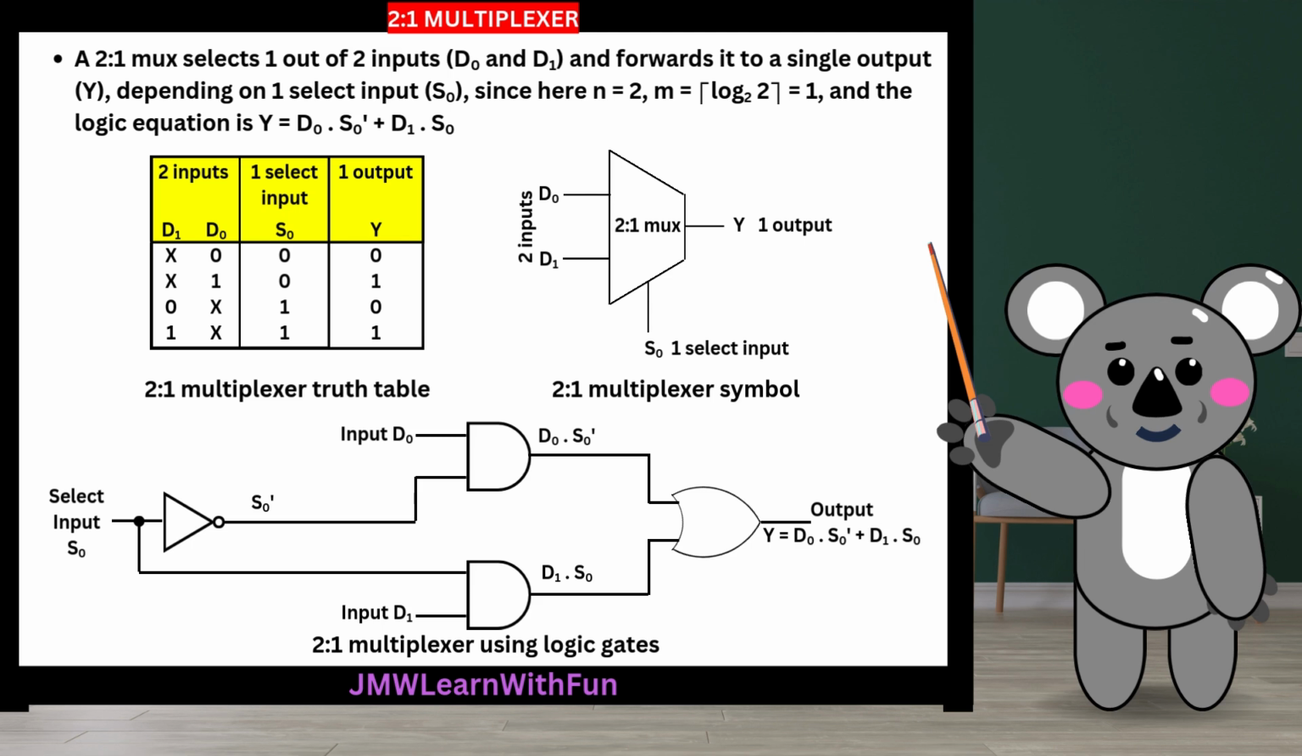The figure shows the 2 is to 1 multiplexer symbol, with two inputs D1 and D0, one select input S0, and one output Y. 2 is to 1 multiplexer using logic gates is also shown. An inverter is used to obtain not S0. D0 and not S0 are given as inputs to an AND gate. Its output is D0 and not S0. D1 and S0 are given as inputs to another AND gate. Its output is D1 and S0. The outputs of the two AND gates are given as inputs to an OR gate, whose output Y is D0 and not S0, or D1 and S0.